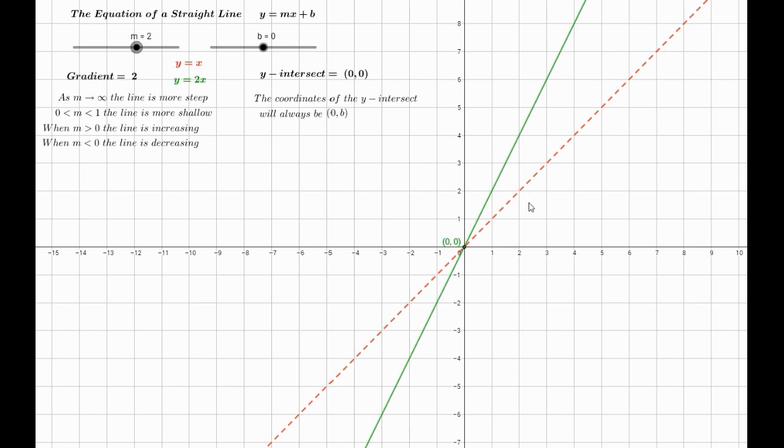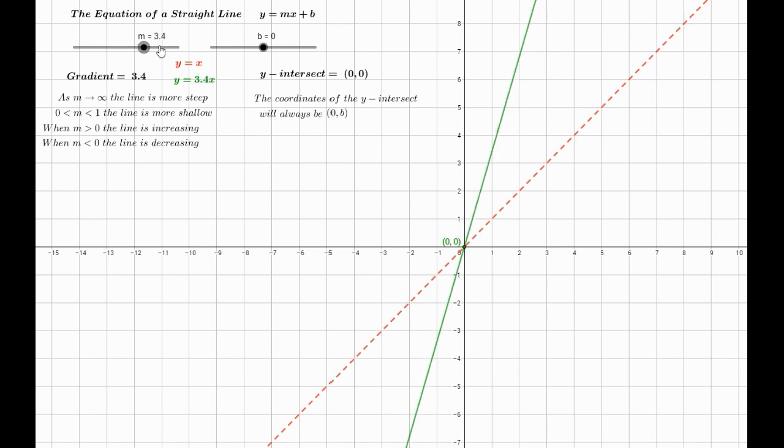So this is y equals 2x. If we make it y equals 2.5x, it gets steeper. And as we make this steeper and steeper, this is now 3x, and if we keep moving it up, this is now 4x. That is 5x, 6x, 7x, 8x, 9x, and 10x. I could keep going, but you get the idea that as m increases, the steepness of the line becomes more steep.